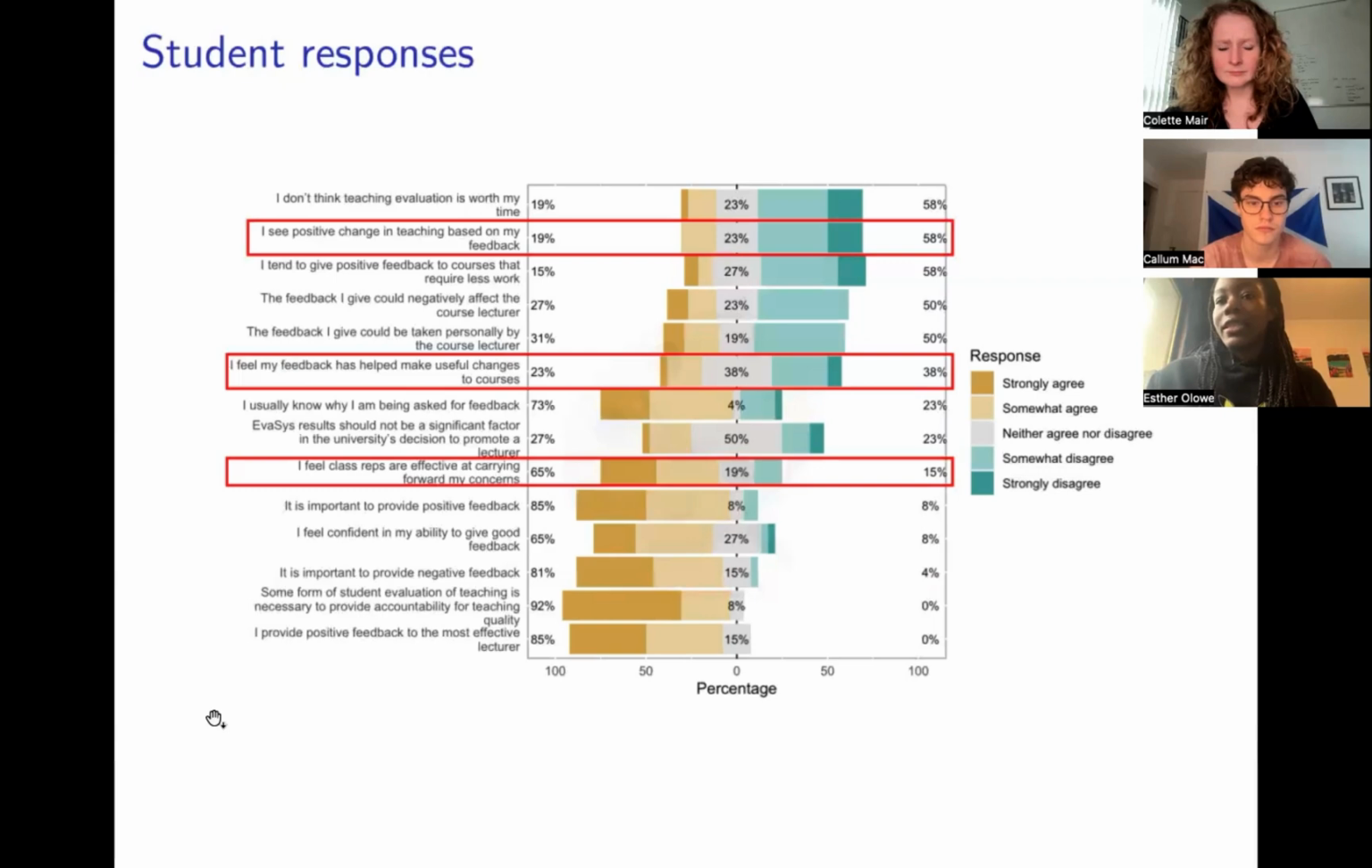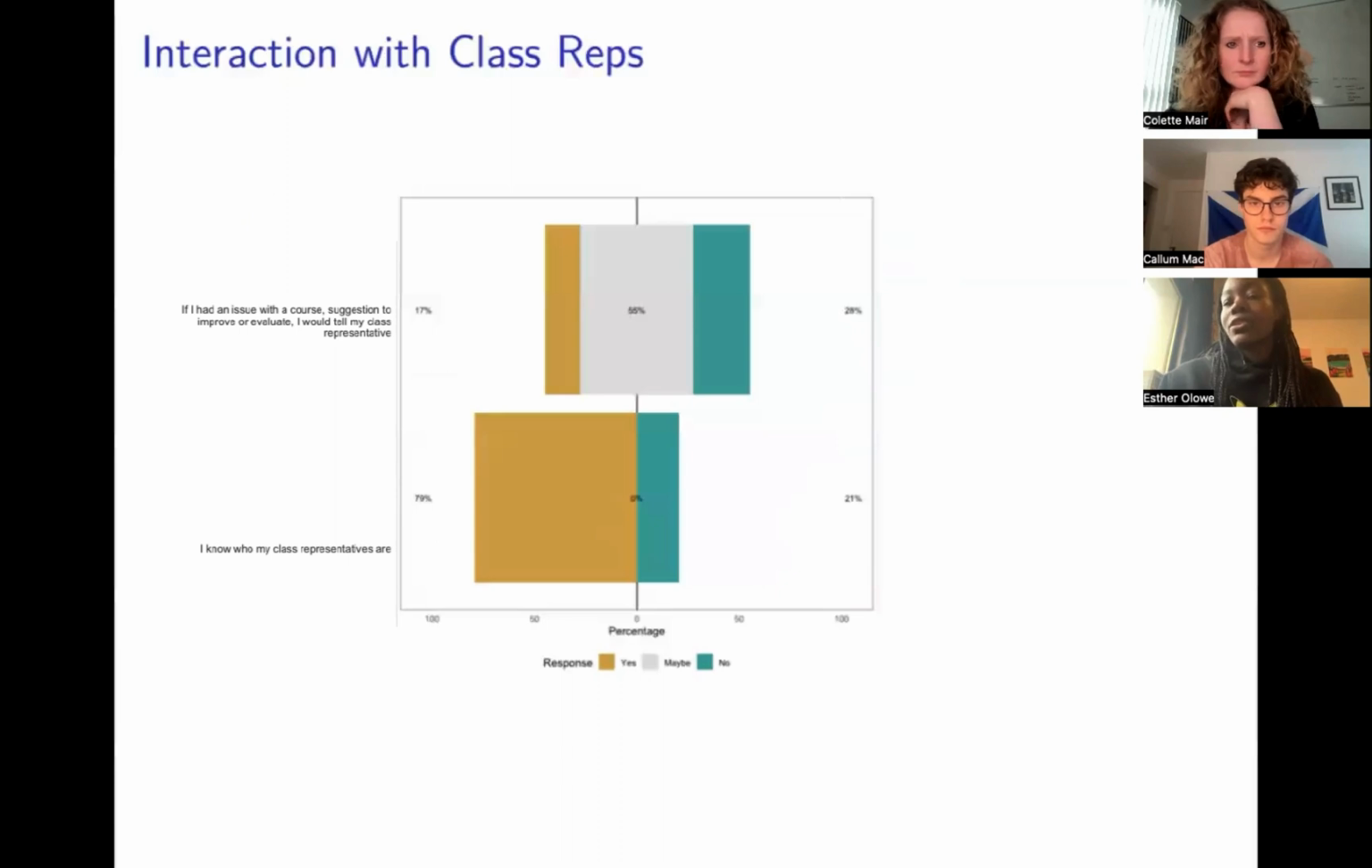Next to note on this is, has the feedback made useful changes to the course? And again, a large majority of students disagree or feel very neutrally about this. And then the last point, another important point to note, is how they feel that class reps effectively carry forward their concerns to the lecturers. And a change from the other two is that 65%, which is a large majority, do feel that their concerns are correctly carried forward through the class reps to the lecturers.